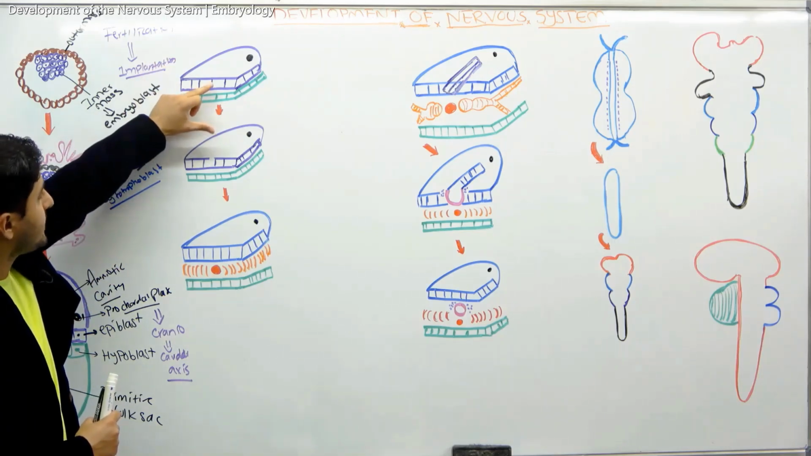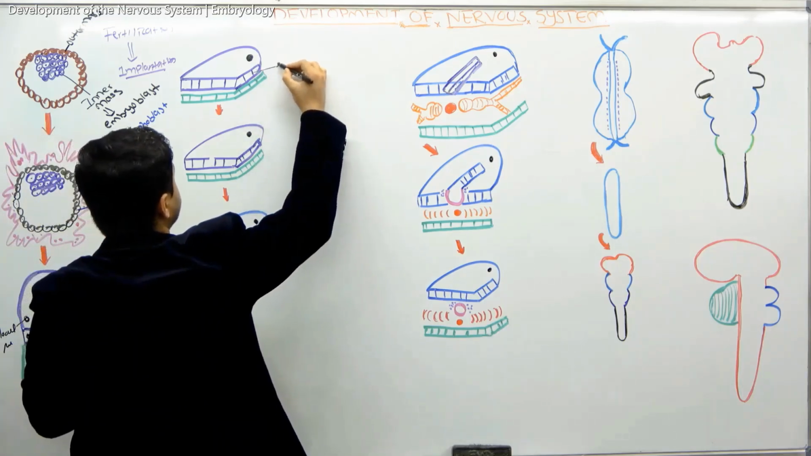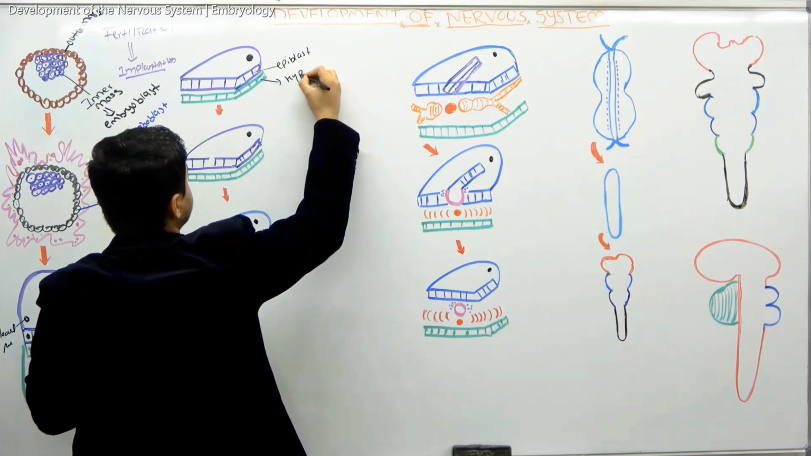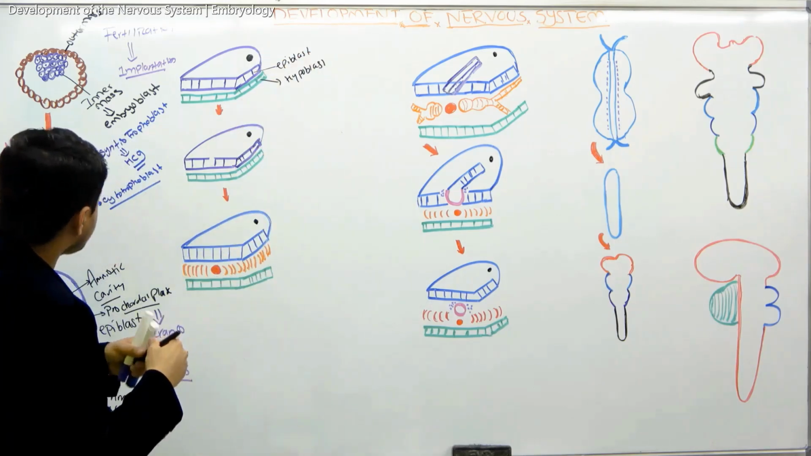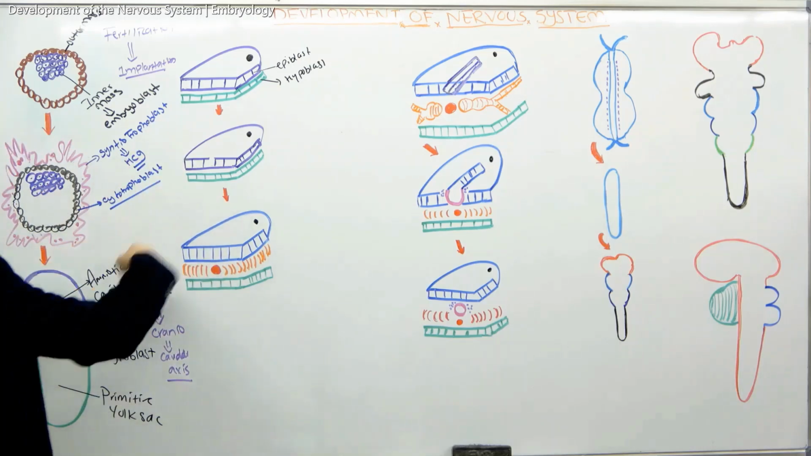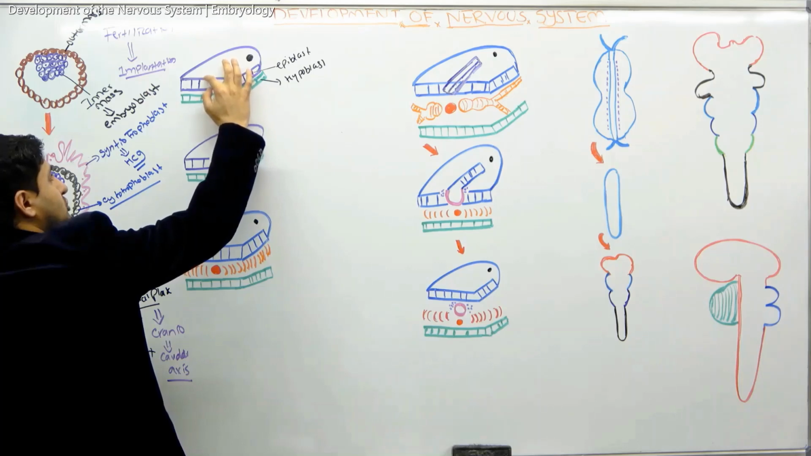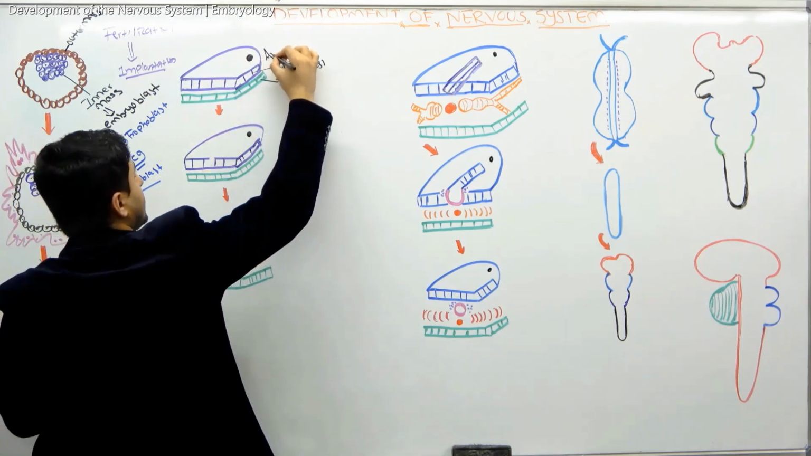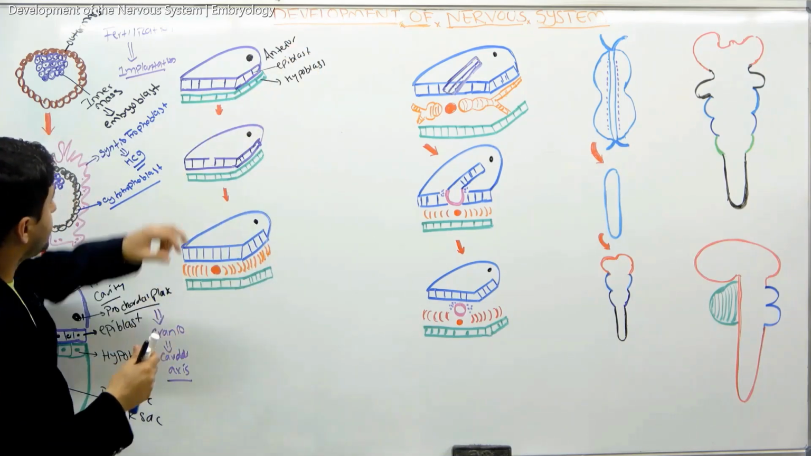What is this layer you see here? This is my epiblast right here, and this is my hypoblast, and this is my prochordal plate. If I'm looking from the top, you can think of this end right here as my posterior end, and this is the anterior end.